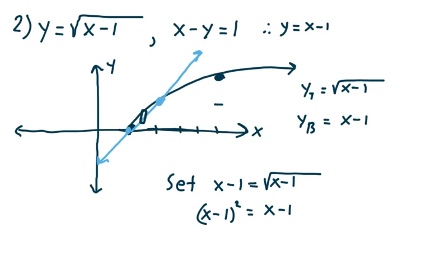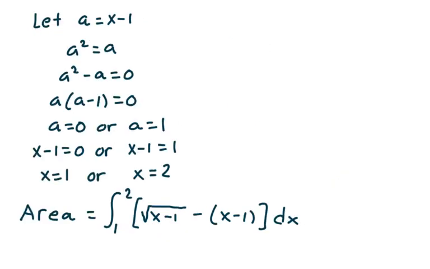Okay? And so what I do is I set x minus 1 equal to the square root of x minus 1. Square both sides, I get x minus 1 to the second equals x minus 1. And I'll show you what I do. So I let a be x minus 1. And when I do that, that tells me a squared equals a.